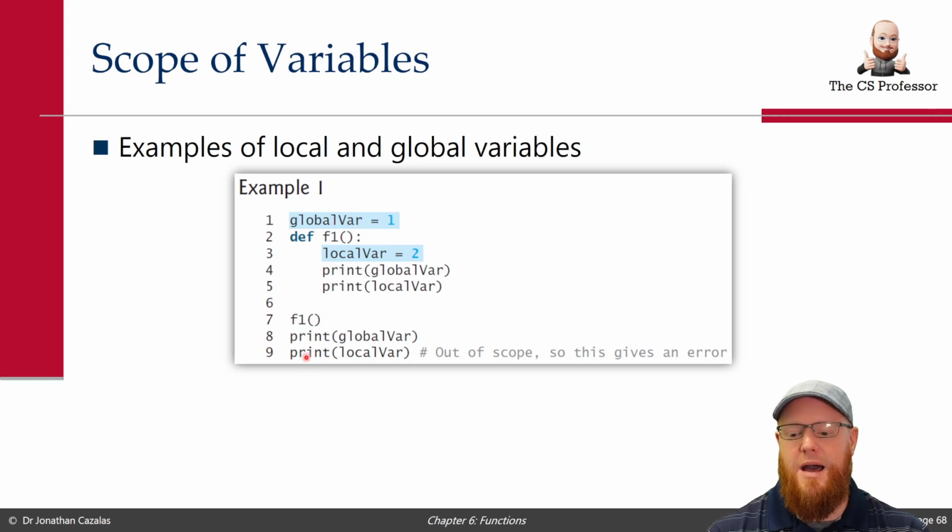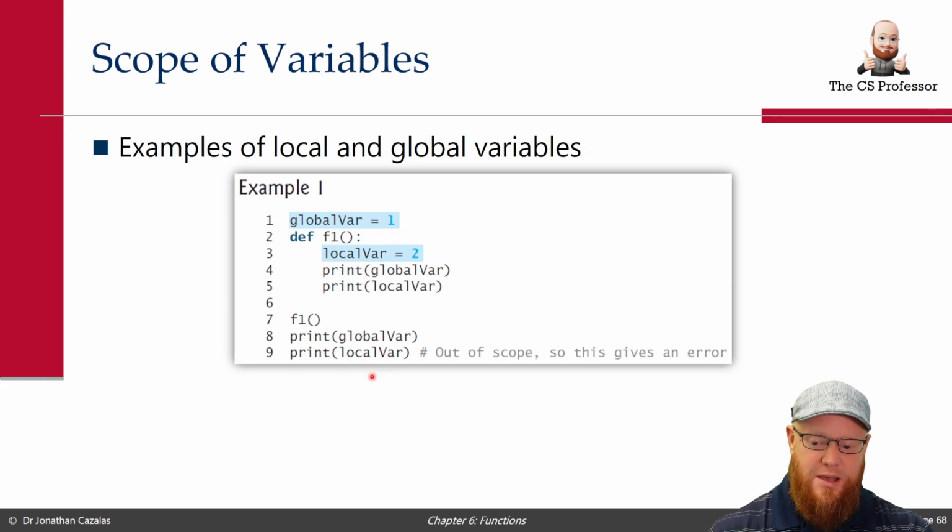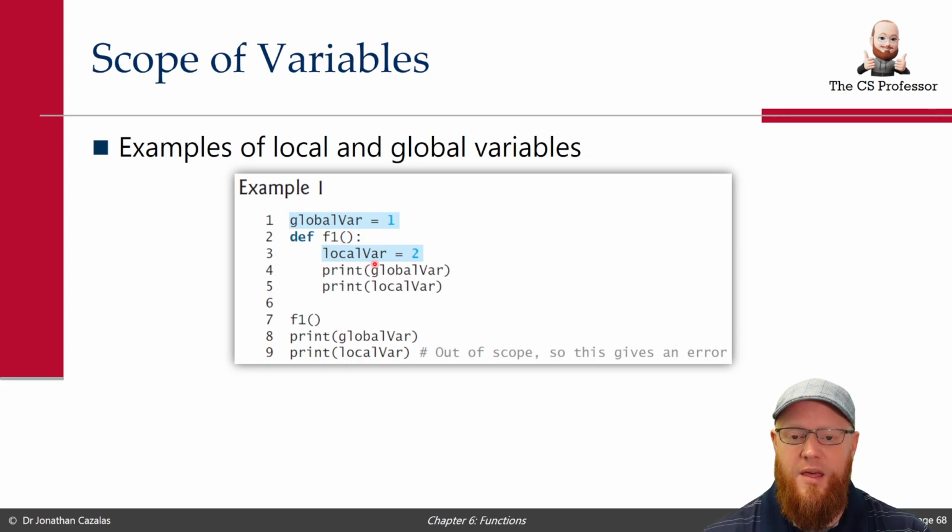But now look at line 9. When we try to print local var, Python's going to say, I don't know what local var is. What is local var? And you're thinking, well, it's right here on line 3. No, on line 3, that was a function. When we called that function, then and only then was local var understood, and it was equal to 2.